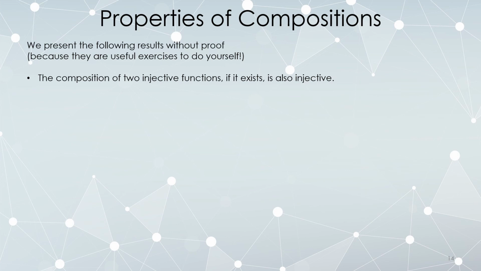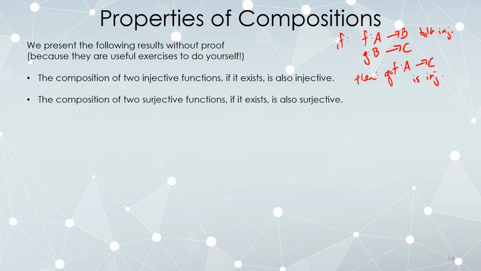Stated as a problem, it would look like this. Suppose f is a function with domain A and codomain B, g is a function with domain B and codomain C, and these are both injective. Then what you need to be able to derive is that the composition g of f, which goes from A to C, is also injective. The same statement holds if you replace the word injective with surjective. So if I come back here and say these are both surjective, then the composition must also be surjective.